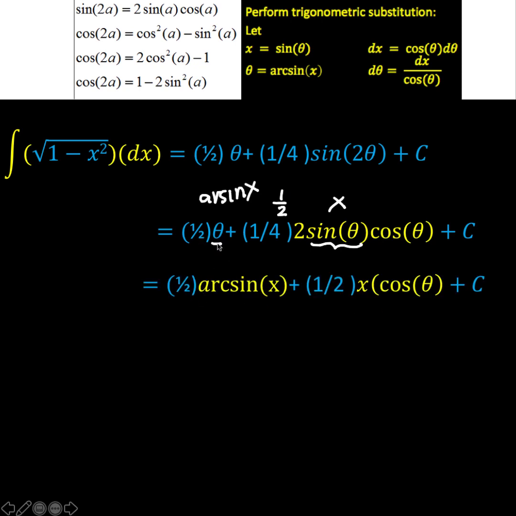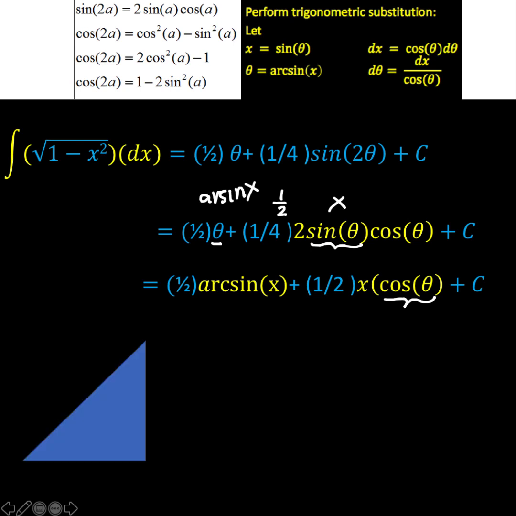1/2, replace theta with arc sine of x. 1/4 times 2 is 1/2. Sine of theta is x. Copy cosine of theta plus c. So there's just one problem left for us to resolve. We need to know what this cosine of theta is. Everything else now is in terms of the variable x.